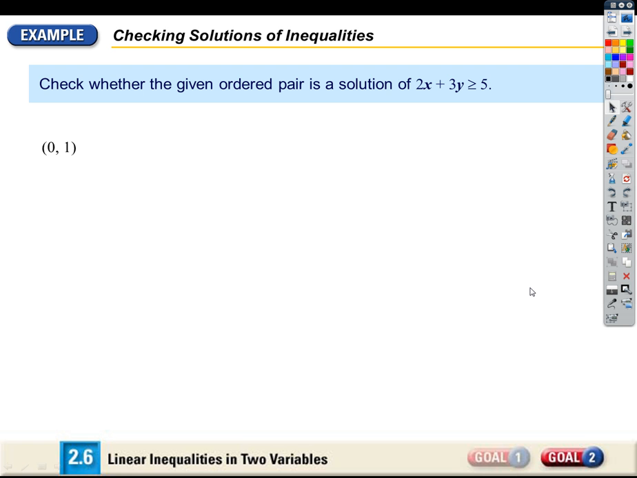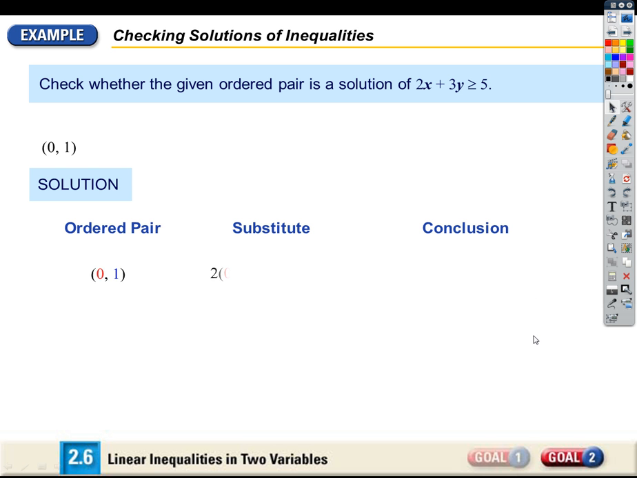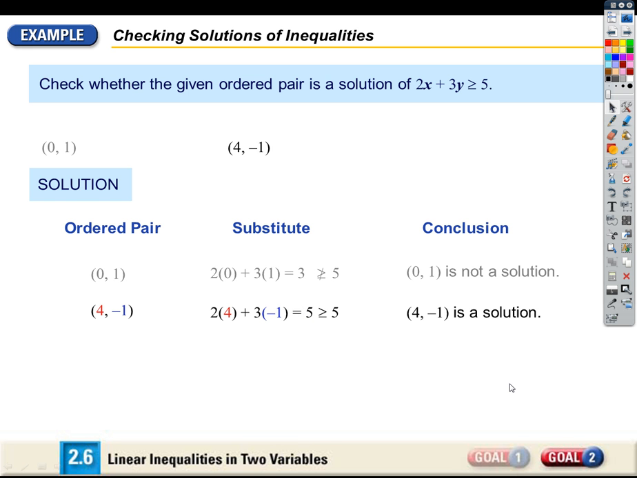So if we want to check whether the ordered pair 0, 1 works, you know, we plug it in, substitute, and we get the answer 2 times 0 plus 3 times 1 is 3, and that is not greater than or equal to 5, right? So it's not true. It's not a solution. If I check 4, -1, though, I get 5 back. Is 5 greater than or equal to 5?